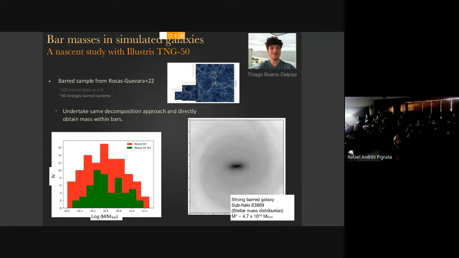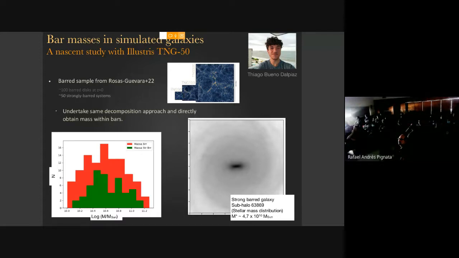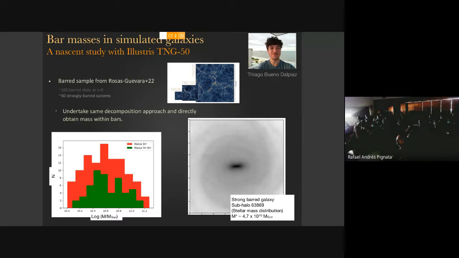This is something that we have really just recently started, since the end of last year. I had the privilege of going to the Flatiron Institute in New York. It was really nice, and I got to dabble a little bit more in Illustris. And I have two young students that are starting to work on this, Thiago Buenavalpias. He's just going into Illustris, and he's taking advantage of this really nice work from Rosas Guevara from this year, very recent work, where they picked out at z of 0 the subhalos that contain strong bars, the spark galaxies. We are focusing on a sample of 50 strongly barred systems.